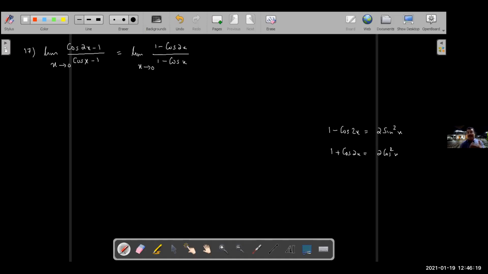Now, what made us feel to write that in reverse order? It's quite simple, because 1 minus cos 2x is 2 sine square x. So we can convert this 2x in terms of x. That's the idea. So it is equal to limit x tends to 0 of sine square x by 1 minus cos x. Now see that in this expression, as we discussed earlier, everything is in terms of x. We didn't keep 2x and x. We kept everything in terms of x.